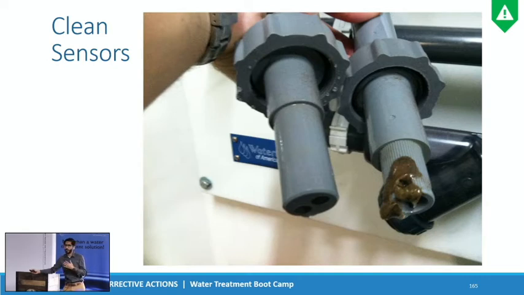So just be careful when you do clean the sensor. Make sure you rinse it with enough water so there's no residual cleaner left on it. And if there is, just know that you might see some readings that are a little bit off from normal.